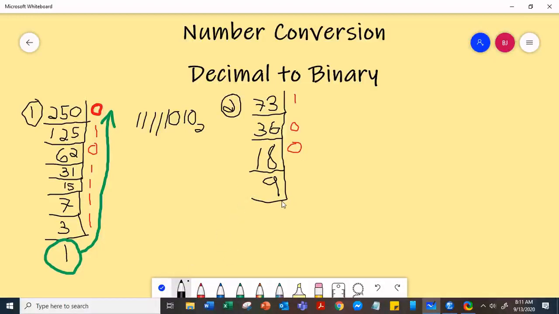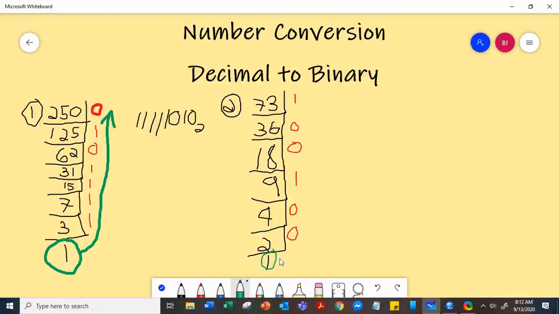9 divided by 2 would be 4, with a remainder of 1. And then 4 divided by 2 would be 2. Remainder 0. And then finally, 2 divided by 2 would be equal to 1. Remainder 0. So again, once we reach the final number, which is 1, we actually stop already.